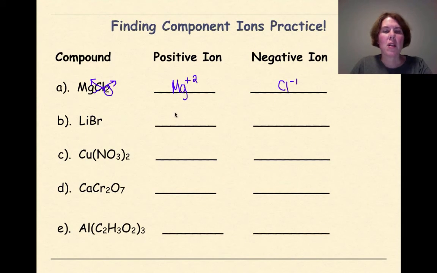LiBr. Lithium is my metal. This is a group 1 metal, so it must be +1. Br is a group 17 nonmetal, and it is going to be -1. And then I'd go and double check myself because these two need to cancel each other out because there are no subscripts here at all.